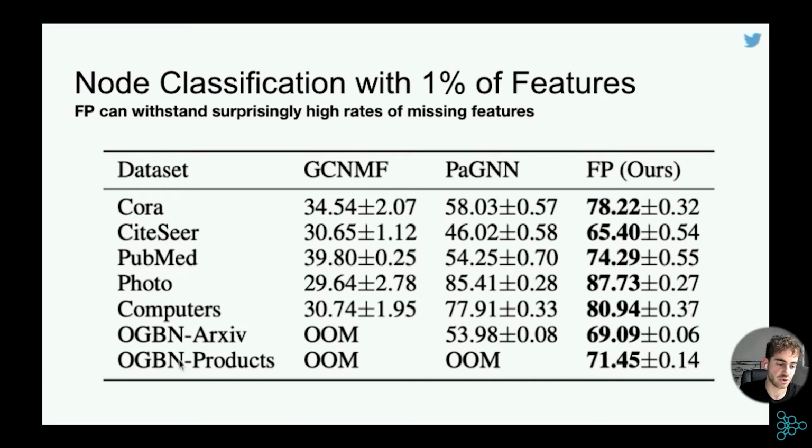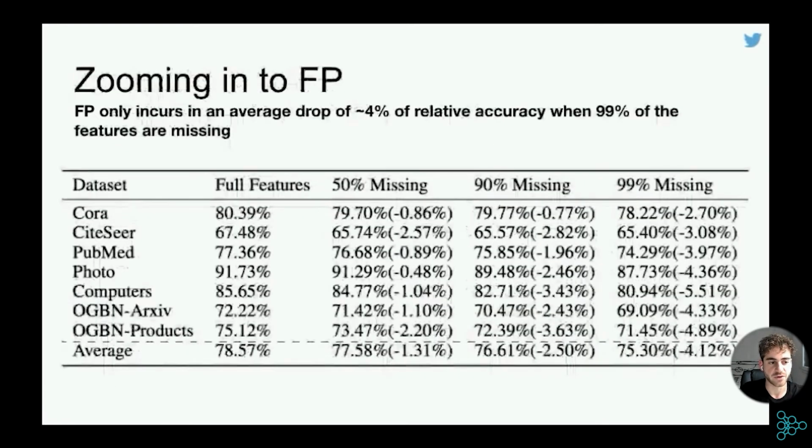And actually on OGBN products, which is the 7th dataset I was talking about, feature propagation is the only method that actually works, because the dataset is kind of big, which we will see in a second. The other interesting results is just looking at feature propagation and how the performance drops in numbers.